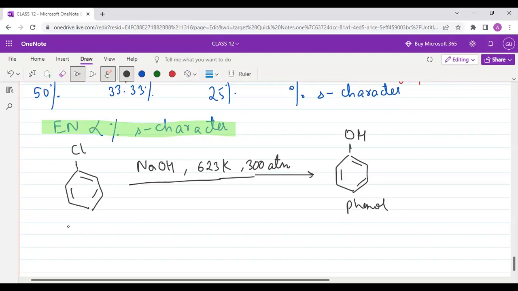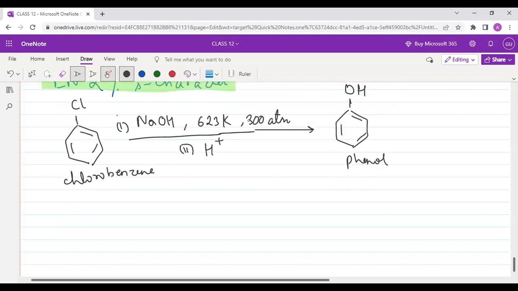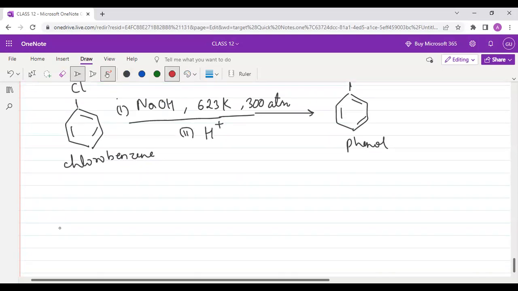So chlorobenzene can be converted into phenol by reacting it with sodium hydroxide solution at a temperature of 623 Kelvin and 300 atm pressure, and then you have to react it with H+. So there are two steps: first reaction with NaOH at this temperature and pressure, and then acidification, reaction with H+, which forms phenol. You can see that it needs very high temperature and pressure conditions. So if we introduce an electron withdrawing group, an example is NO2, it will withdraw the electron density from the ring.